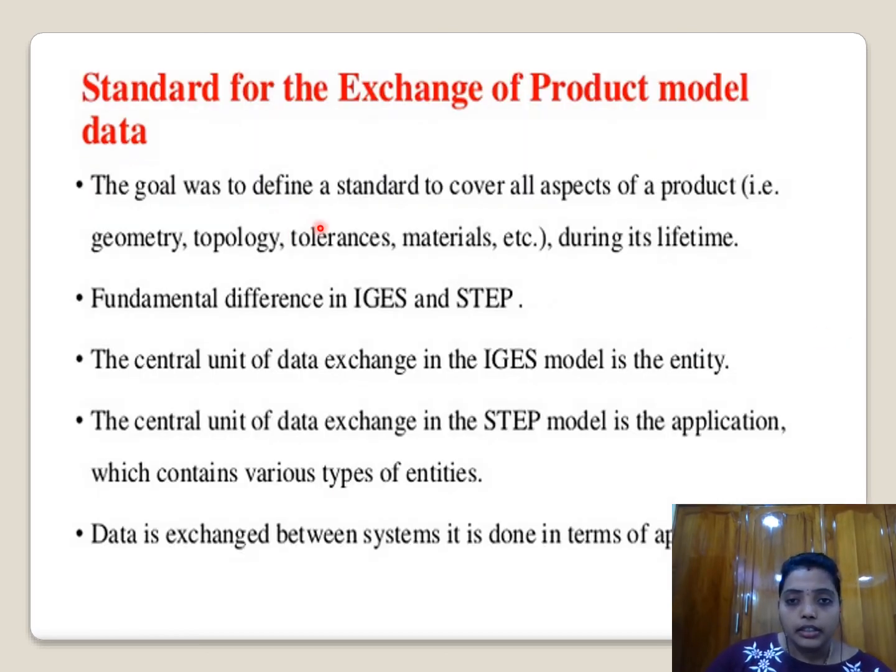Now let us see how the standardization happens. This is the standard for the exchange of product model data. How is the whole product model data exchanged between the systems? Let us see. The goal was to define a standard to cover all aspects of a product, that is geometry, topology, tolerances, materials, etc., during its lifetime. The main goal of every designer is to design that part or product into a definite model.